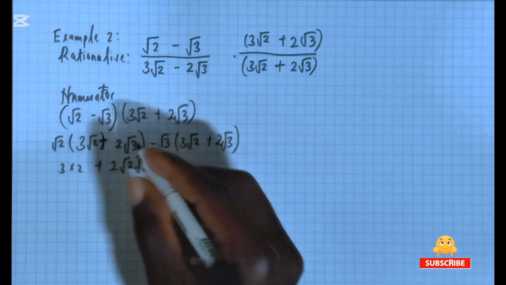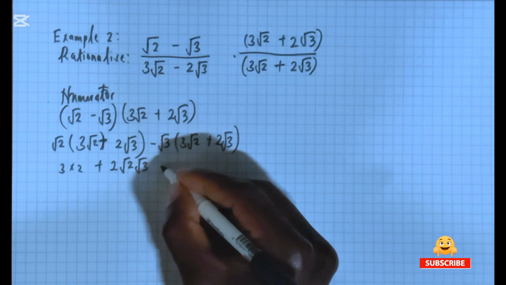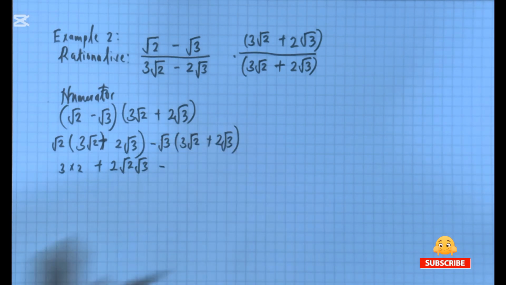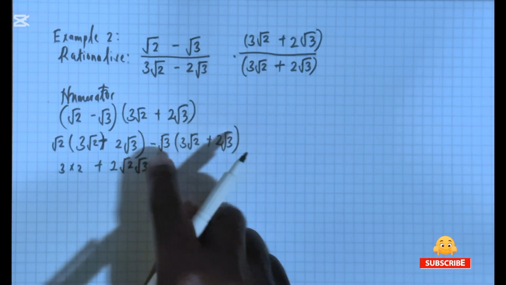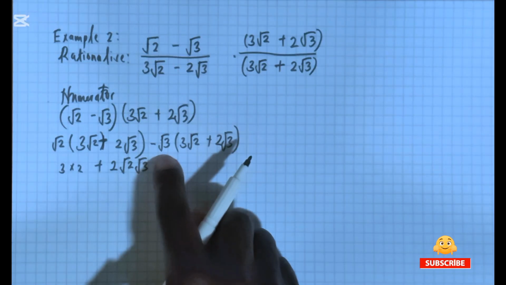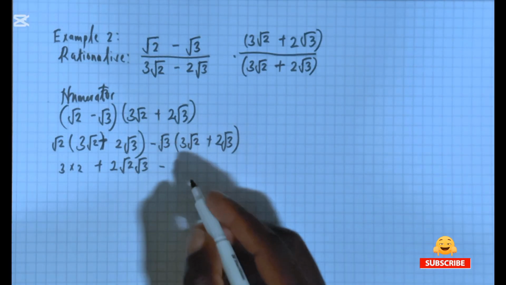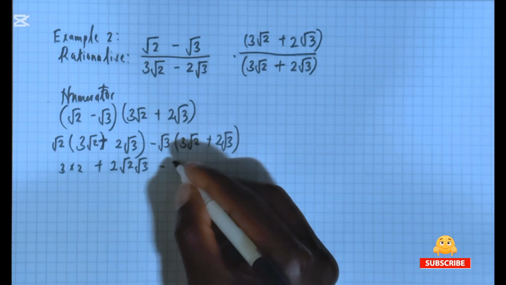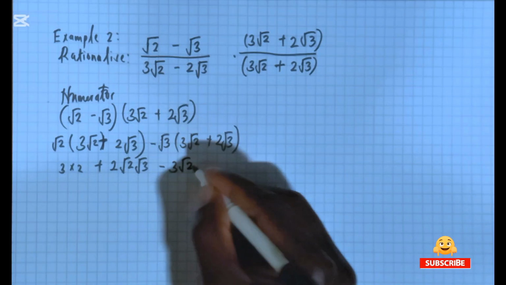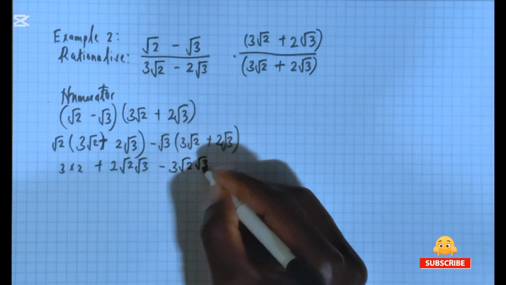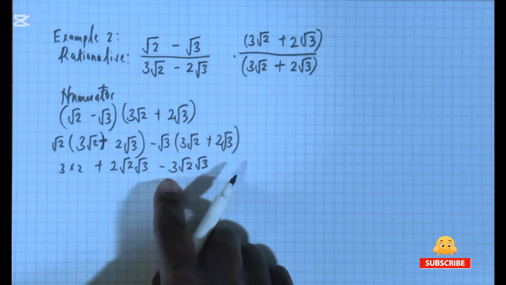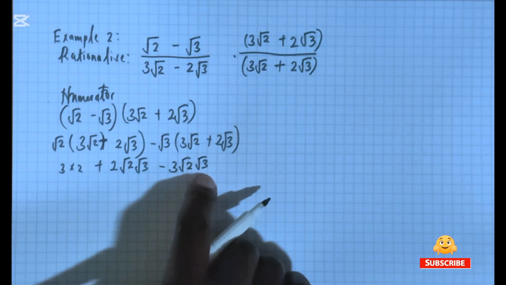And then right here we're going to have minus negative root 3 times 3 root 2. That's going to be negative 3 root 2 root 3. Okay, negative 3 root 2 root 3 there.